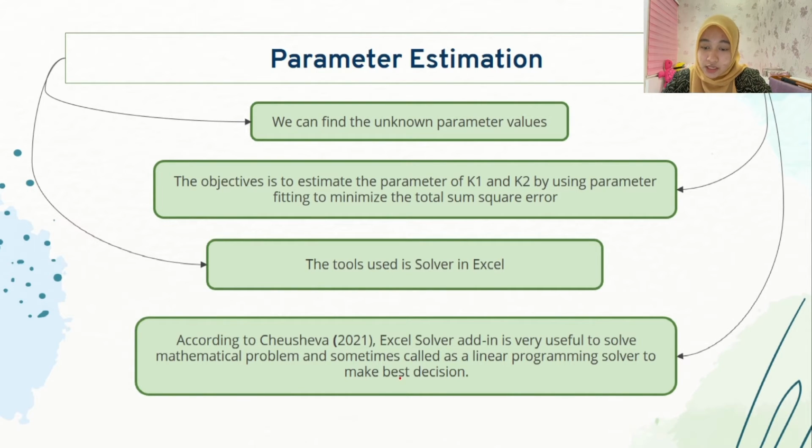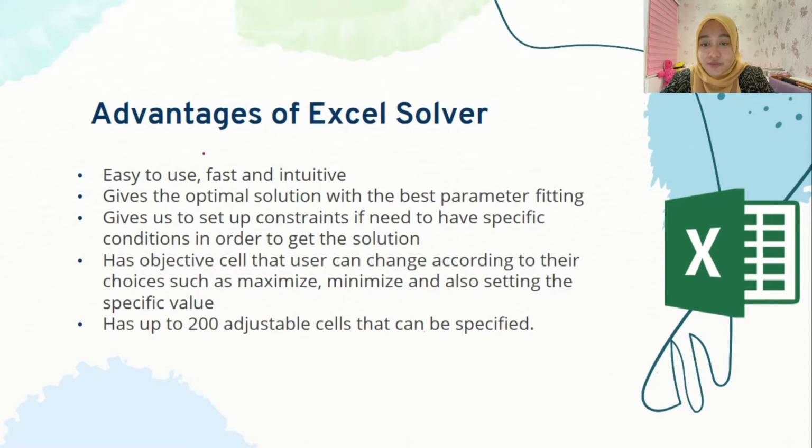According to ChooseHeva, the Excel Solver add-in is very useful to solve mathematical problems, and sometimes it is called a linear programming solver to make the best decision. Advantages of Excel Solver: it is easy to use, fast and intuitive, gives the optimal solution with the best parameter fitting, and allows us to set up constraints if we need specific conditions. It also has an objective cell that the user can change according to their choices, such as maximize, minimize, and also a specific value. And it has up to 200 adjustable cells that can be specified.